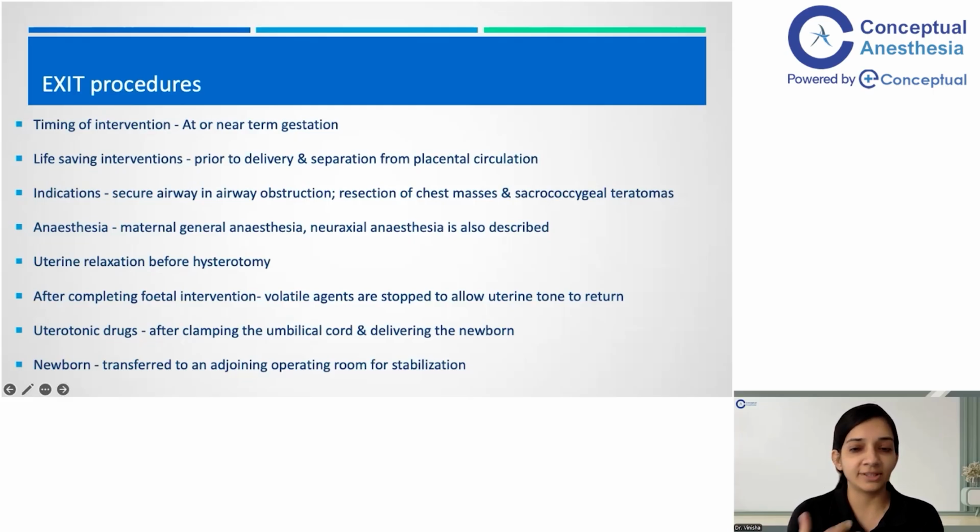And after you clamp the umbilical cord and deliver the fetus, you have to give uterotonic drugs to improve the tone of the uterus. Now, the newborn is then transferred to the adjoining operating room for resuscitation and further stabilization or surgery if required. Now, EXIT procedures are different from the other two interventions because in these cases, the fetus is delivered at the end of the procedure.